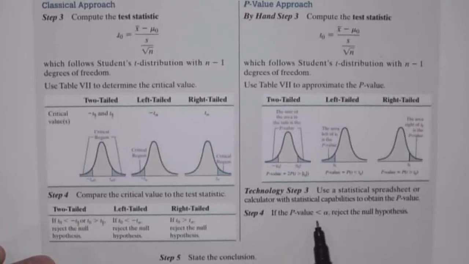And once we know the p-value, if the p-value is less than alpha, we reject the null hypothesis. If it's greater than or equal to alpha, we do not reject the null hypothesis. And then we state a conclusion.